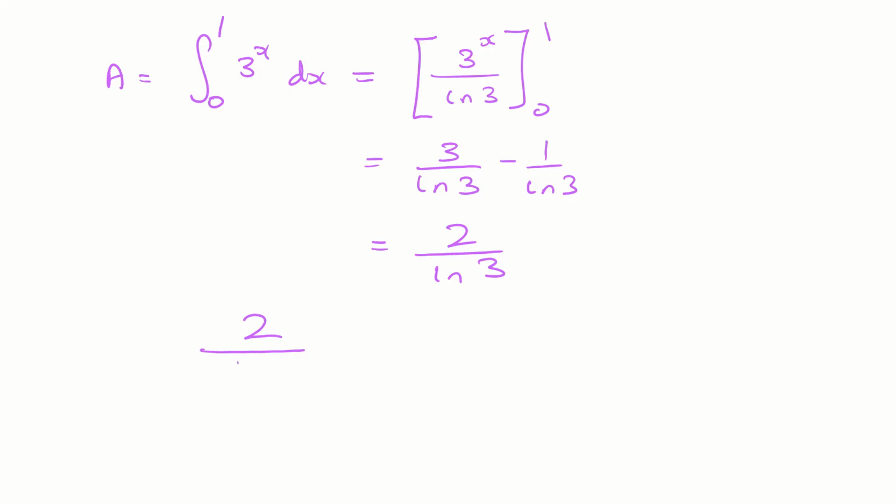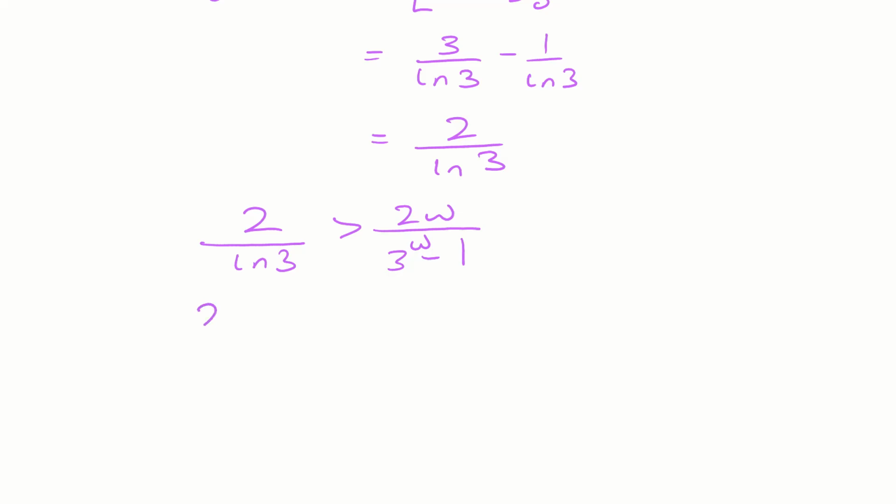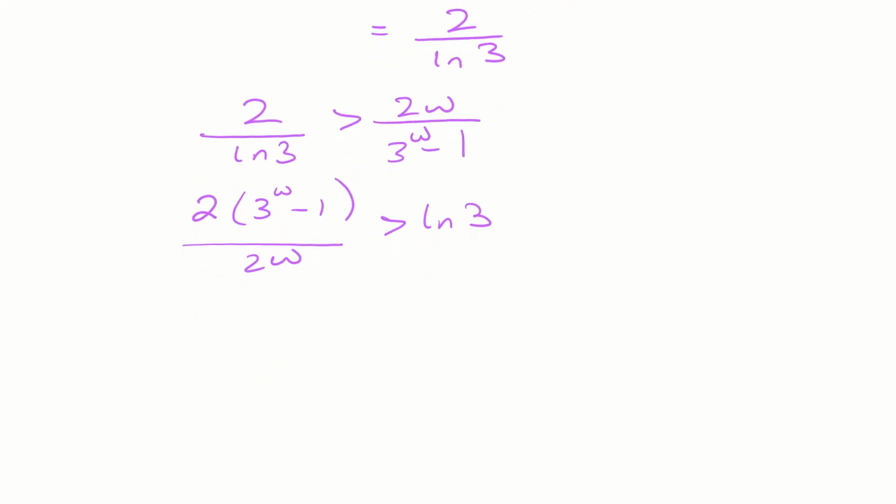So we have 2 over ln 3 is greater than 2w over 3 to the w take away 1. So that's 3 to the w take 1 over 2w is greater than ln 3 over 2. And that will give me that ln 3 is less than 3 to the w take 1 over w.